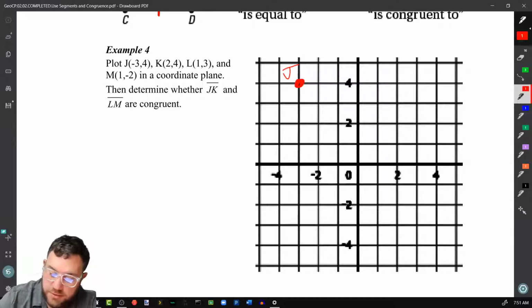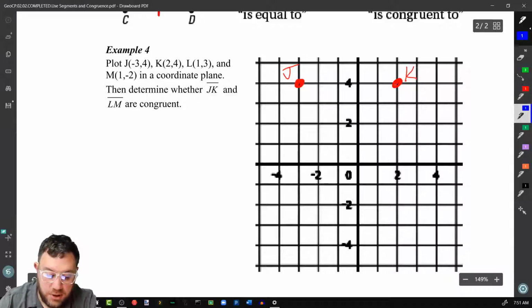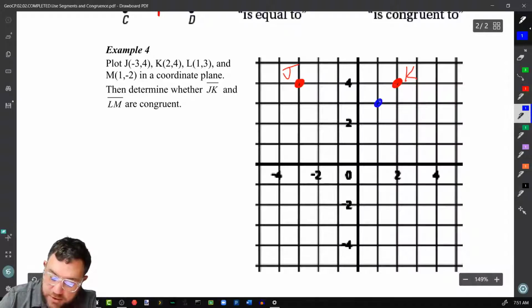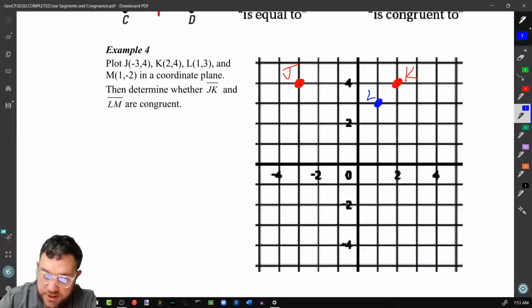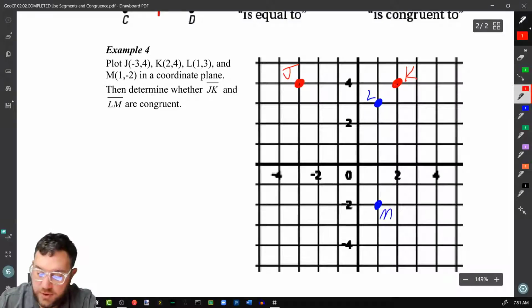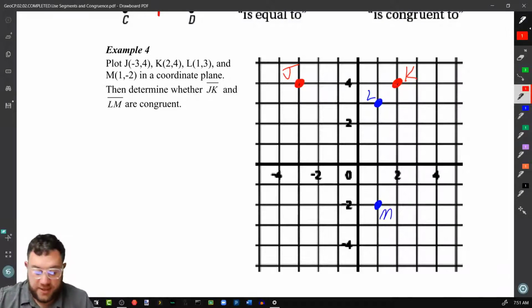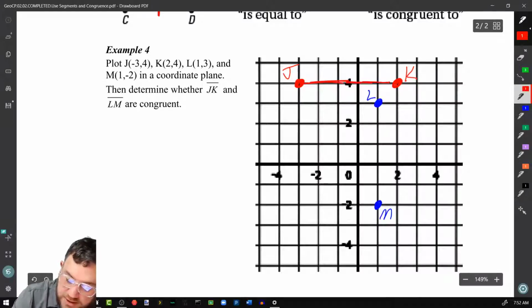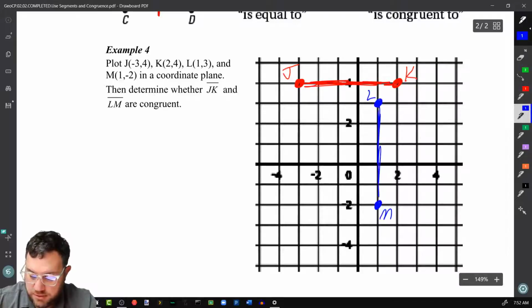So we go right 2, up 4. L is at (1, 3), right 1, up 3, that's point L. And M is at (1, -2), so right 1, down 2. And I color-coded this because I knew what the question was going to ask. Determine whether JK, that's this segment, is congruent to LM, this segment.